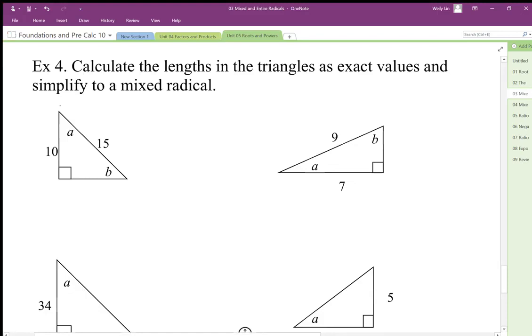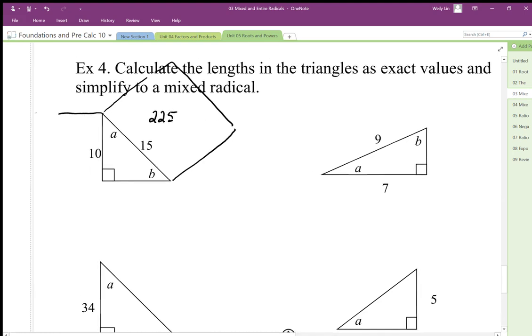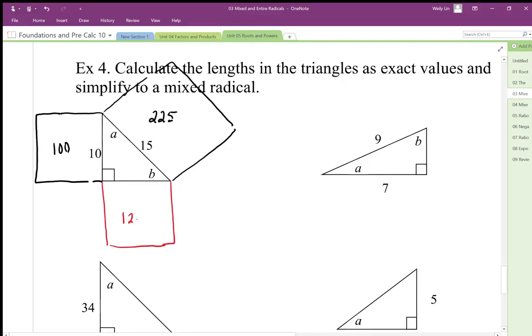So when I do my Pythagoras, I know that this square here, 15 squared, is 225. And this squared here, this ends up being 100, which is 10 squared. We know that if we subtract these two areas, we should end up with this square area here. So this square area must be 125 squares.